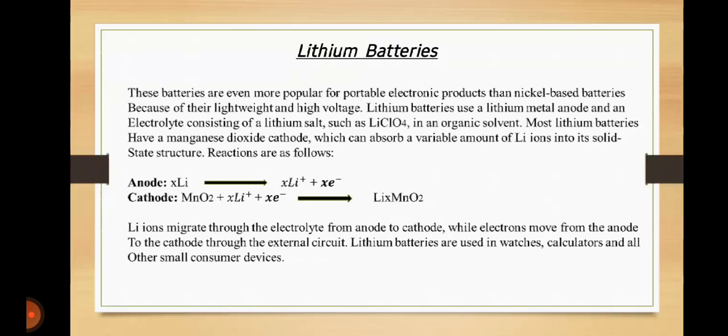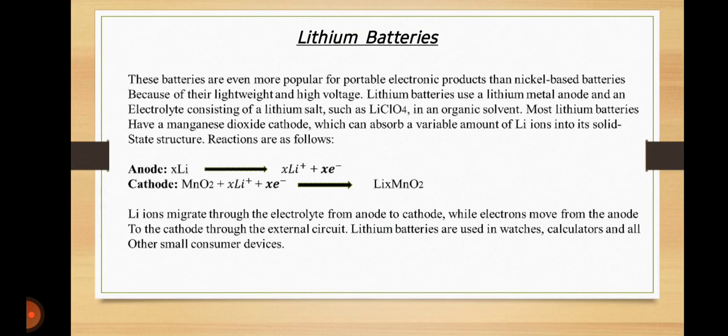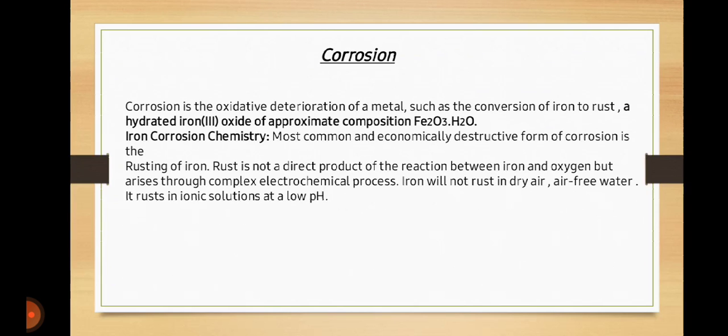So the reactions are given: at the anode, lithium is oxidized, and at the cathode, manganese dioxide is reduced. Lithium ions migrate through the electrolyte from the anode to the cathode, while electrons move from the anode to the cathode through the external circuit. Lithium batteries are used in watches, calculators, and all other small consumer devices. That was all about batteries.